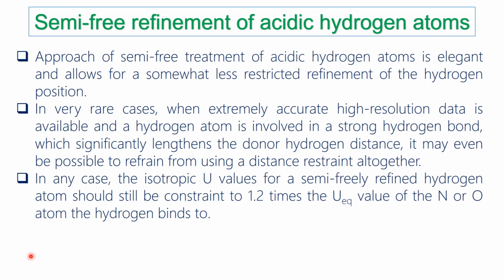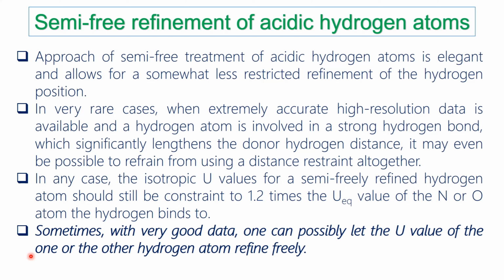In any case, the isotropic U values of a semi-freely refined hydrogen atom should still be constrained to 1.2 times the anisotropic thermal value of the nitrogen or oxygen atom the hydrogen binds to. Sometimes, with very good data, one can possibly let the thermal value of one of the other hydrogen atoms refine freely, which I will discuss in another example. So let's come to the refinement part.